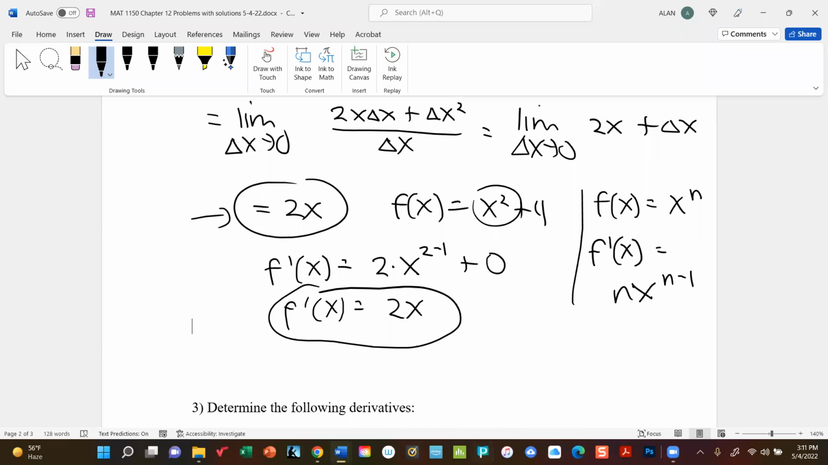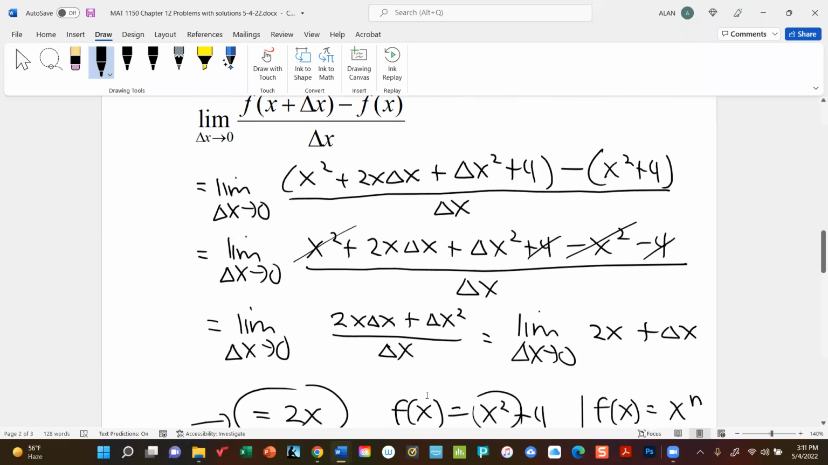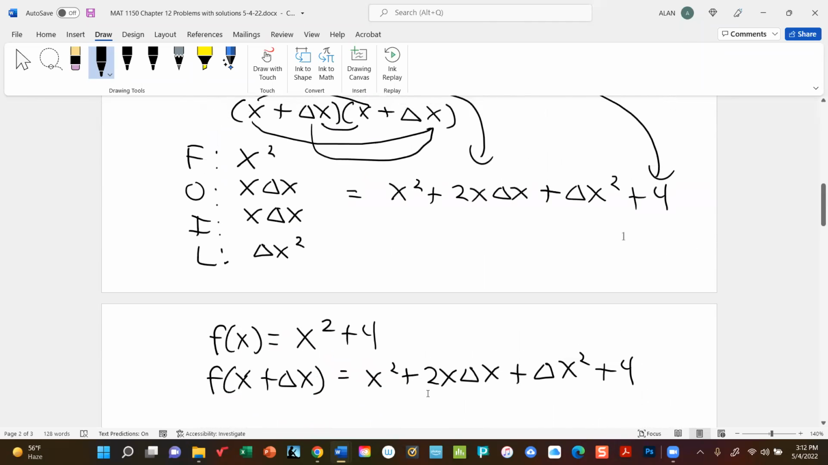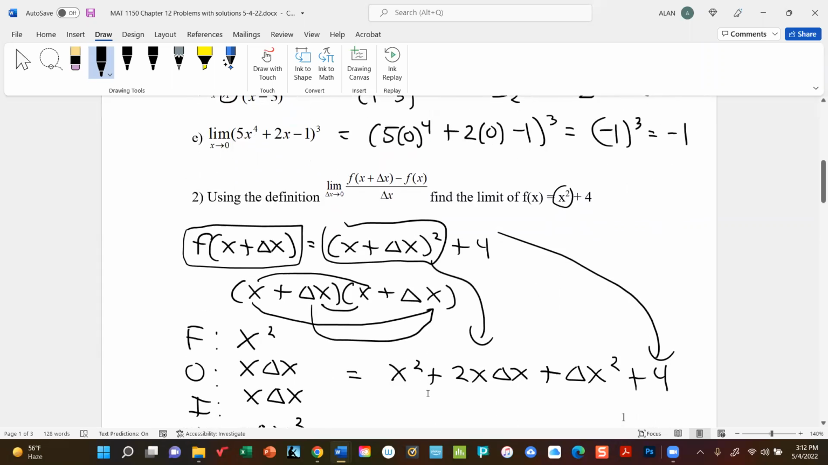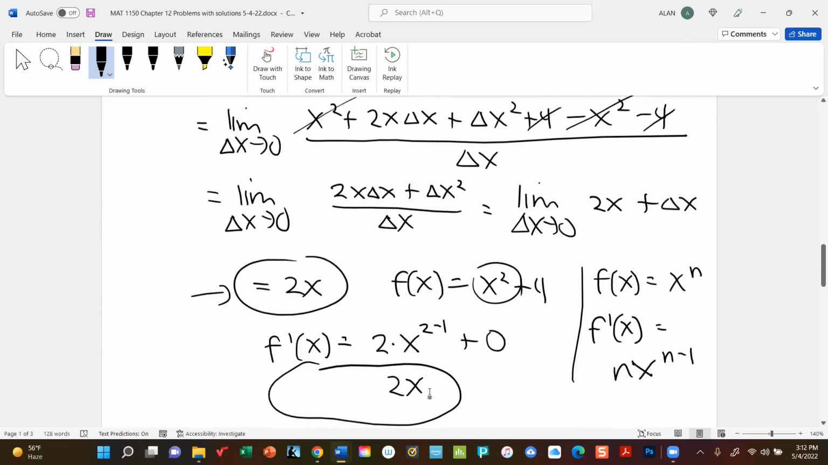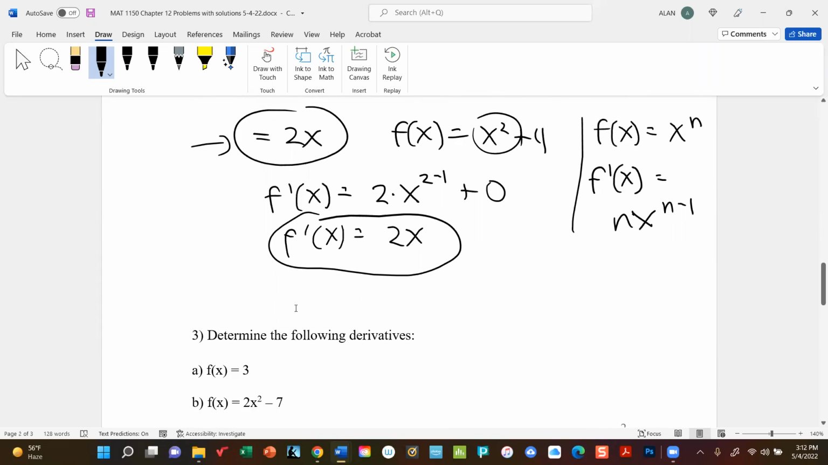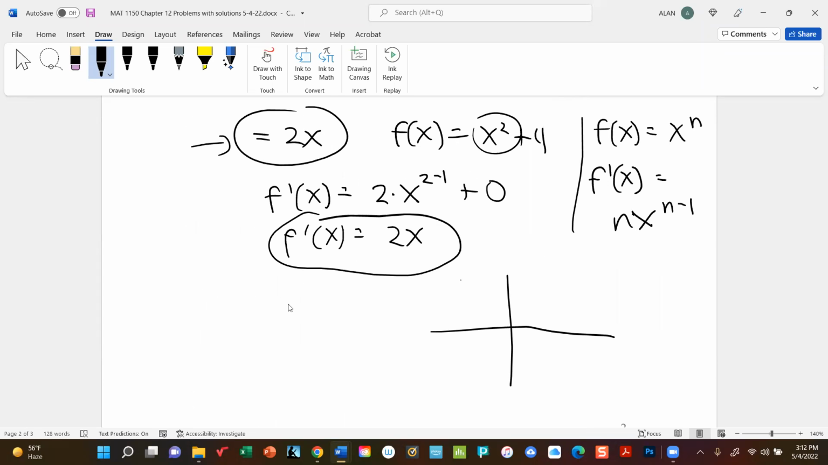Now, most of the time, you'll want to use the rules. This formal definition is very time-consuming, but it's important to understand what exactly a derivative means. You can think of it as simply the rate of change of the function at a given point, or the slope of a tangent line. So let's see, x squared plus 4 looks something like this.